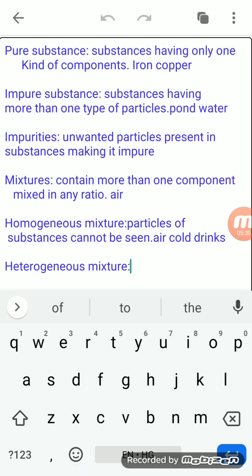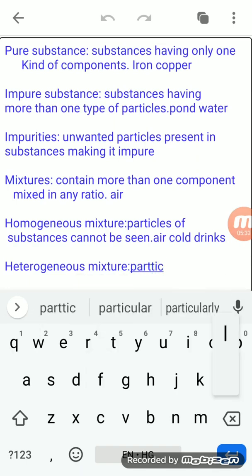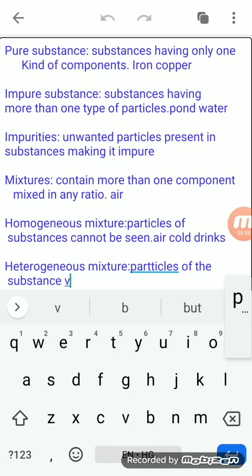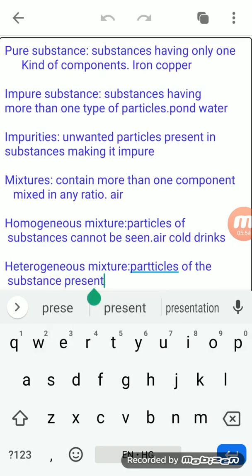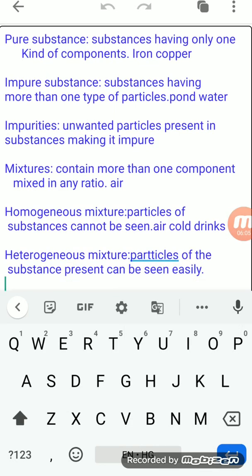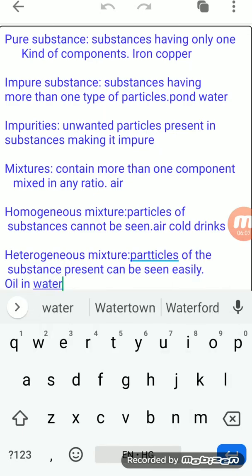So a heterogeneous mixture is a mixture in which the particles of the substance present can be seen easily. Example, oil in water.